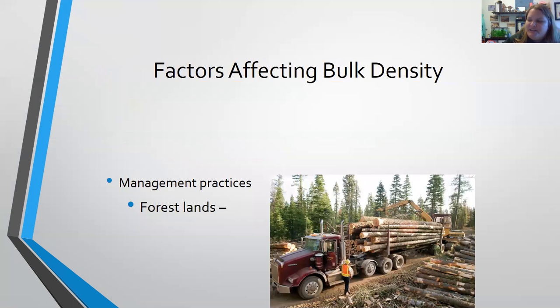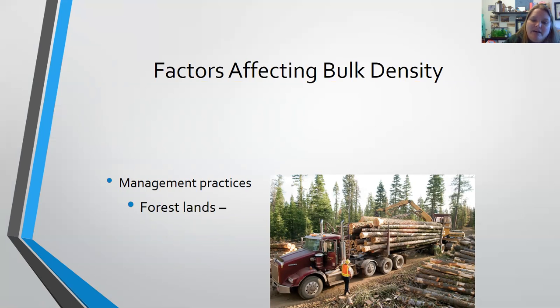And like I said, your textbook talks about this, but it's just kind of cool to briefly talk about that management practices have a huge effect on bulk density. Again, not only because compaction plays a part of it, like even on forest lands, because you have equipment driving over the soil around the trees that compacts about 20 to 40% of the soil.